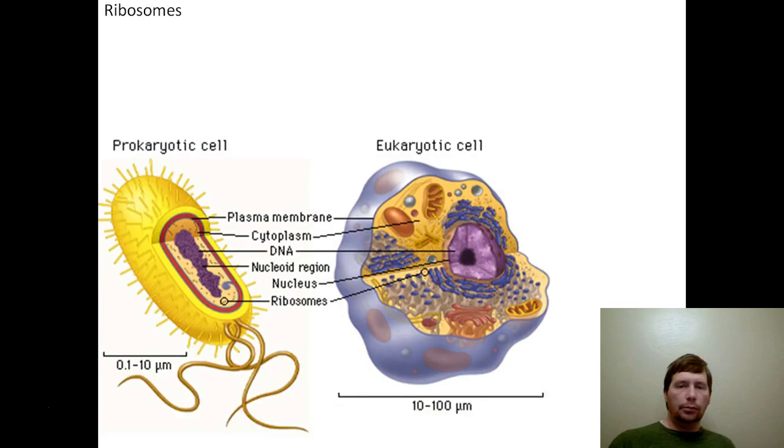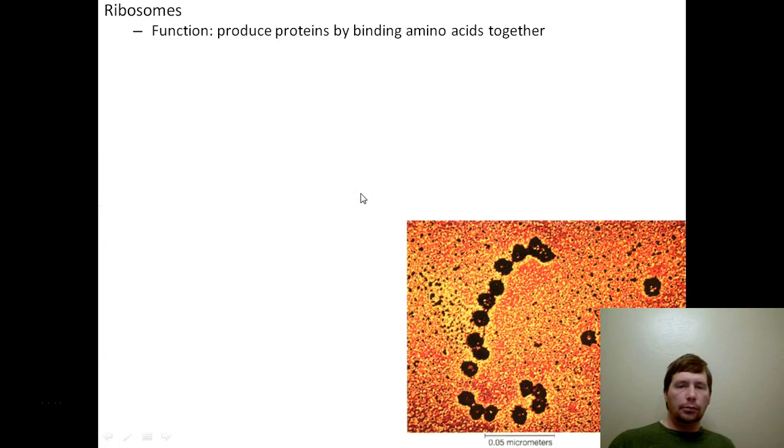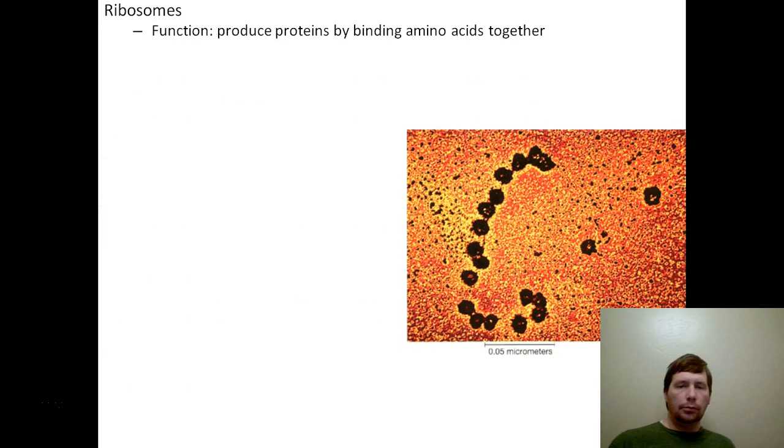So since I told you that ribosomes are made in the nucleolus, we better talk about what ribosomes are and what they do. Now, as a reminder, ribosomes are one of the organelles that are found in both prokaryotes and eukaryotes. Both prokaryotes and eukaryotes have cell walls, cell membranes, and ribosomes. Every cell on the planet has a ribosome, because the ribosome's job is to make proteins.